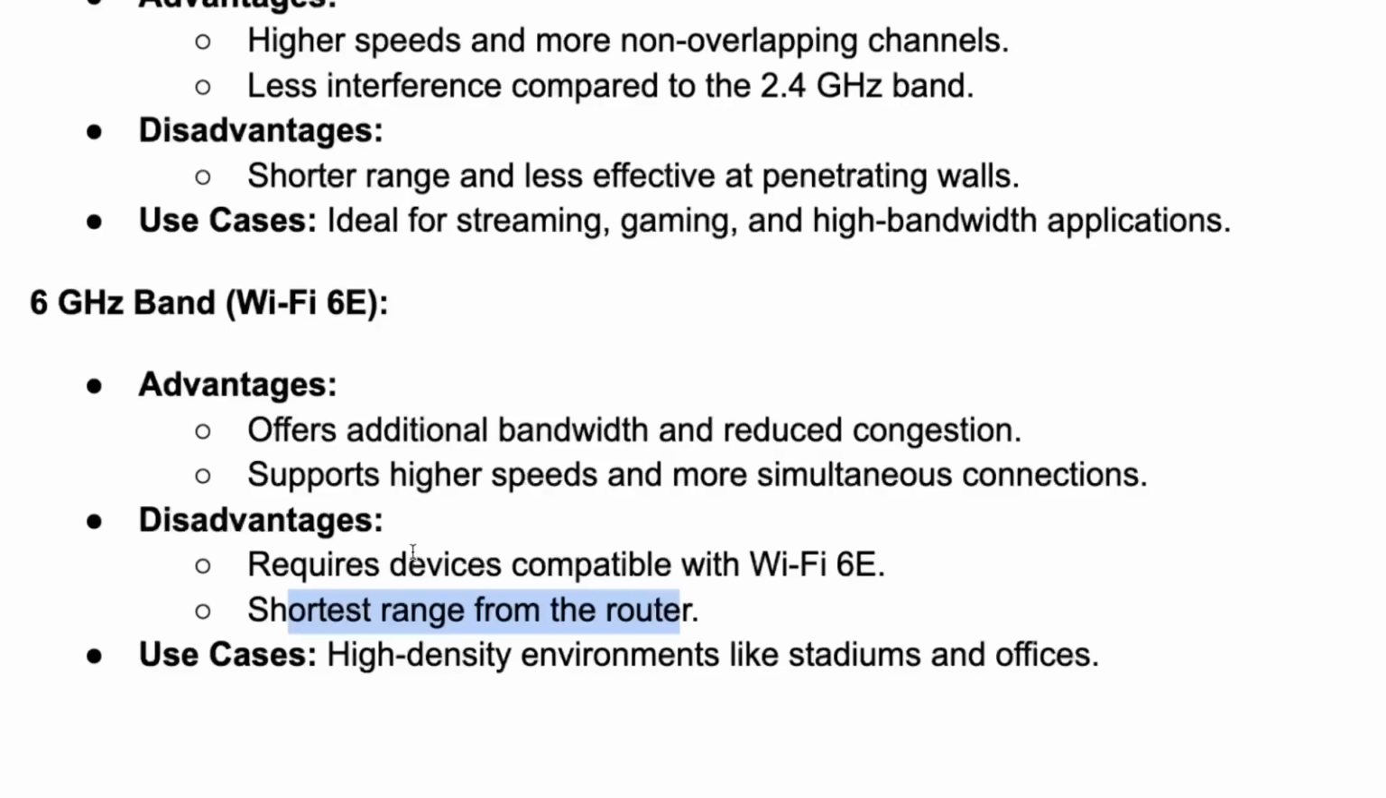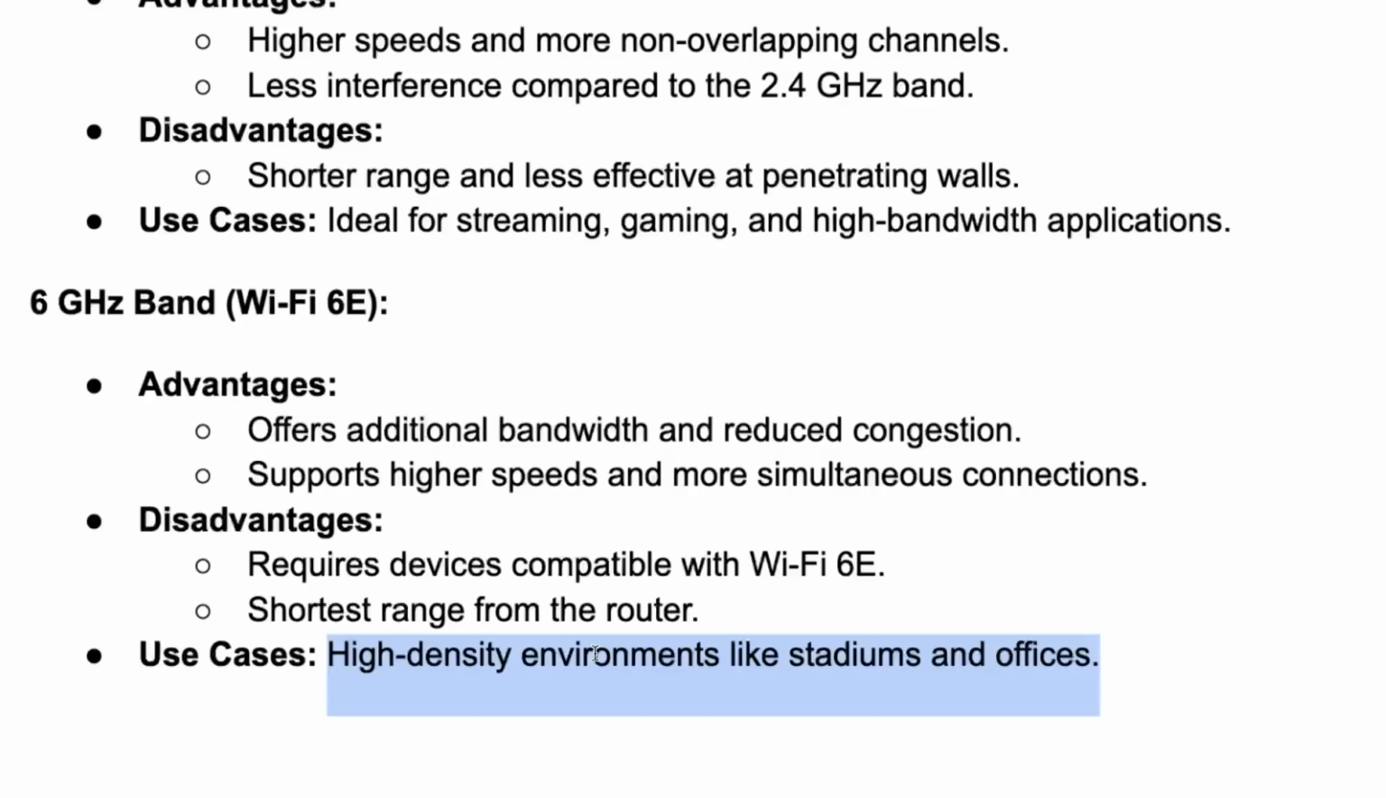So for the 6 gigahertz band, you would have to be closest to the router, let's say in the same room, or at least, let's say, a room over, again, depending on the type of equipment that you're using, the type of router that you have. And this is the best for a high density environment, like a stadium or an office that has a lot of employees, because there are a lot of devices that want to connect to Wi-Fi. And if you have a lot of devices, let's say hundreds, if not thousands of devices, sorry about that.